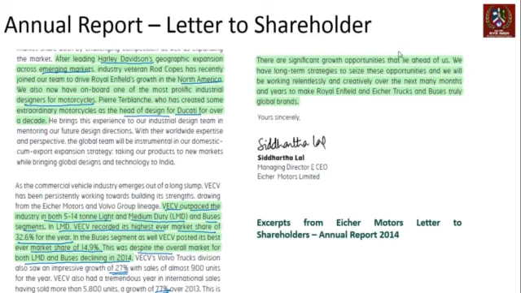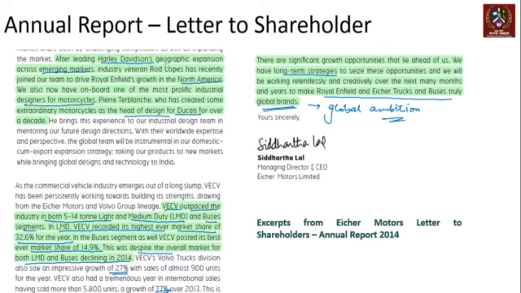And then the final concluding remarks, which say there are significant growth opportunities that lie ahead of us. We have long-term strategies to seize these opportunities and creatively, over the next many months and years, make Royal Enfield and Eicher trucks and buses truly global brands. So they have global ambition that they are trying to play out. There will be a lot of focus on exports as well that will happen from this.